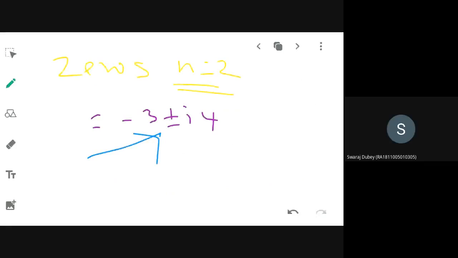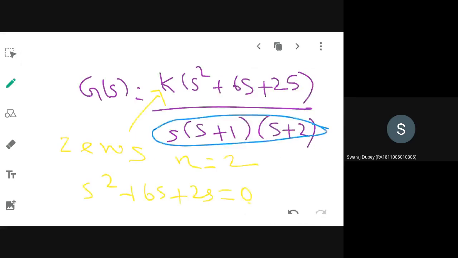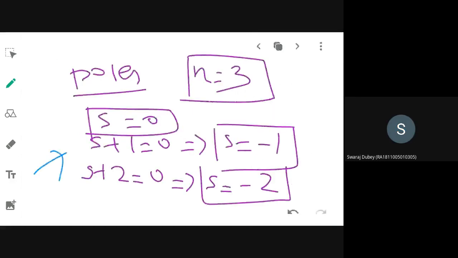These are the zeros. In the same fashion you need to find out the poles also. Okay, tell me the poles. Poles will be the roots of the denominator polynomial: 0, minus 1, minus 2. Okay, correct. So these are the poles, 3 poles in number. For zeros, I am getting minus 3 only.